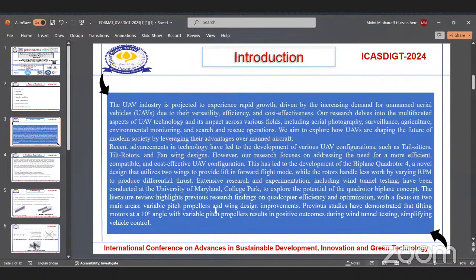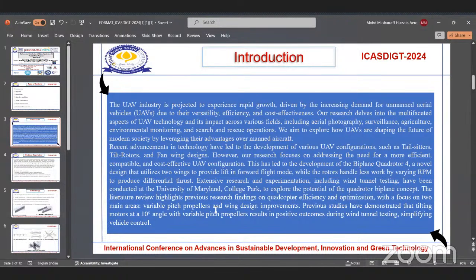Our research delves into the multifaceted aspects of UAV technology and its impact across various fields, including aerial photography, surveillance, agriculture, environmental monitoring, and search and rescue. We aim to explore how UAVs are shaping the future of modern society by leveraging their advantages. Recent advancements in technology have led to the development of various UAV concepts, such as tail-sitters, tail rotors, and span design. However, our research focuses on addressing the need for a more efficient, compact, and cost-effective UAV configuration.